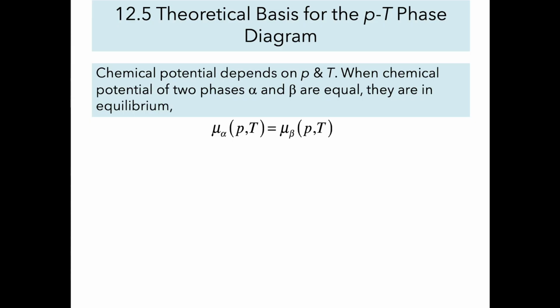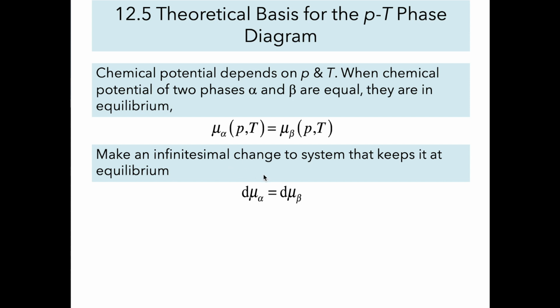Let's discuss how we draw coexistence boundaries. In other words, let's discuss the physical basis of a pressure-temperature phase diagram. The chemical potential depends on pressure and temperature, as we've said. And when the chemical potentials of two phases are equal, then they're in equilibrium. So let's take two phases, alpha and beta, and at equilibrium, their chemical potentials are equal.